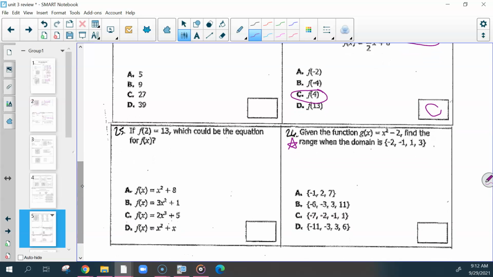For number 25, it gives you the x and the y, and it's kind of backwards. So it gives you what the x and the y value are, and you could put x in to see which one of these gives you that y value. But we're going to do 26.